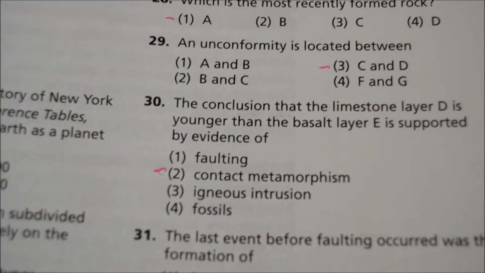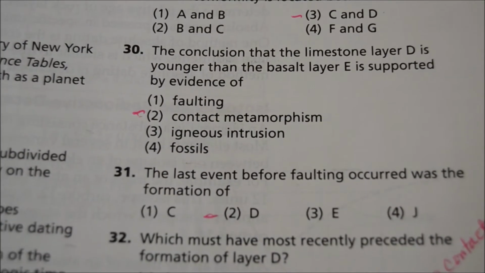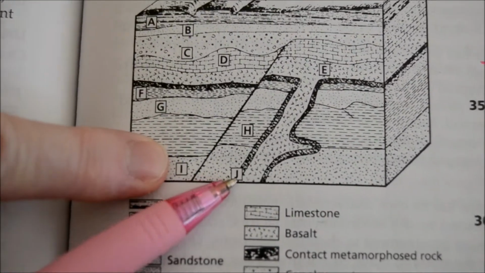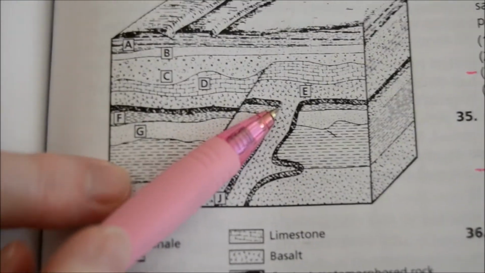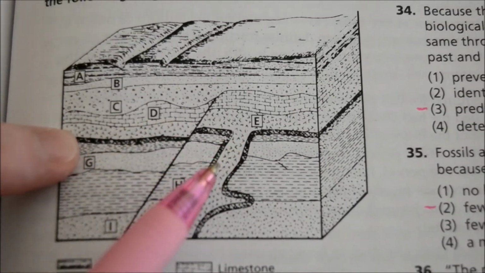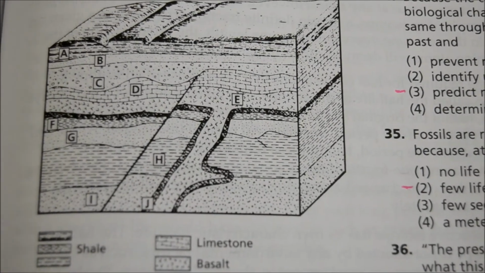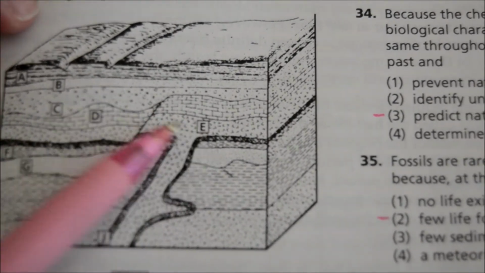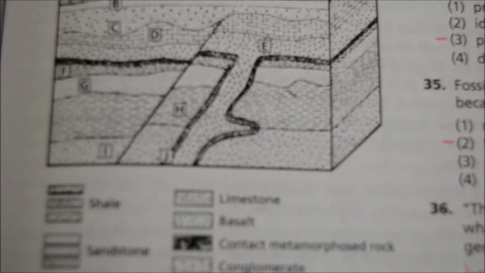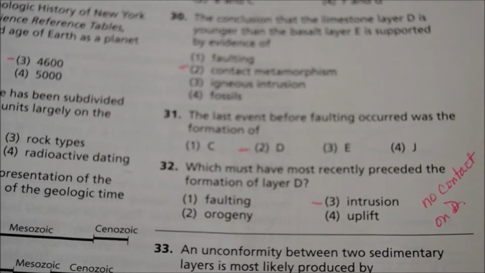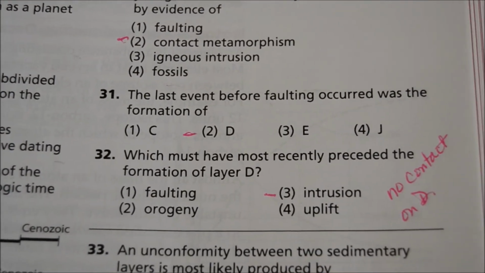Number 30. The conclusion that the limestone layer D is younger than the basalt layer E is supported by the evidence of. So if I come down here, notice I have contact metamorphism on all these layers. I do not have any contact metamorphism on D. So my E is what created the contact metamorphism. So I must have had all these, then E, then erosion, and then D. So contact metamorphism is my answer. Make sure you're looking at those things when you take a quiz or a test. Look for the contact metamorphism.